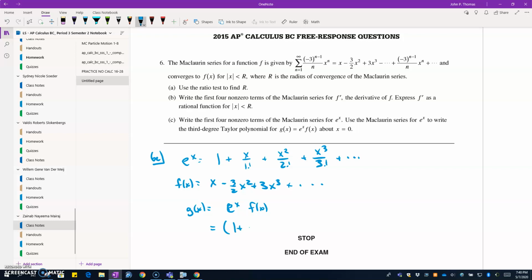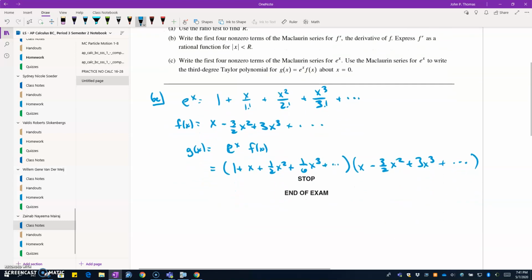Alright, e to the x is 1 plus x plus 1/2 x squared plus 1/6 x cubed plus dot dot dot. And then f of x is going to be x minus 3/2 x squared plus 3x cubed, plus dot dot dot. So now if I'm pushing these together, I want to just get up to the third degree. So I need to generate all the degrees up to third by doing a multiplication. So I'm going to start with first times first.